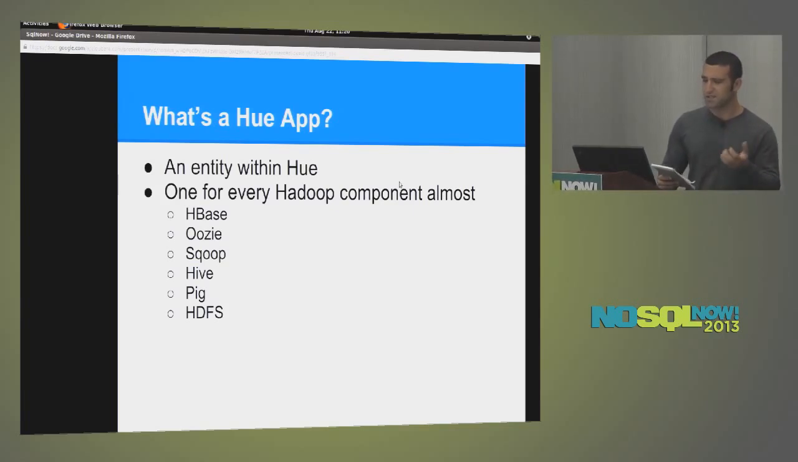Also, it provides a cohesiveness and makes things a lot easier. That's the goal of Hue, to make it much easier to use the components in the Hadoop ecosystem.